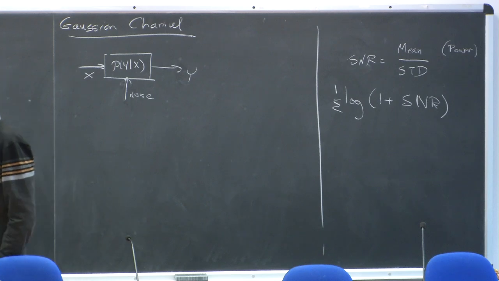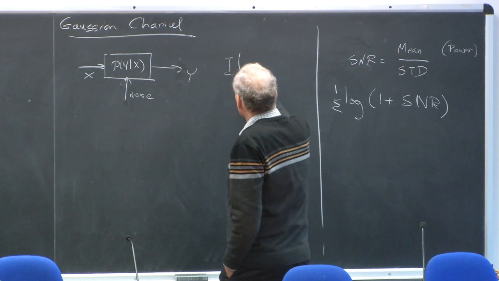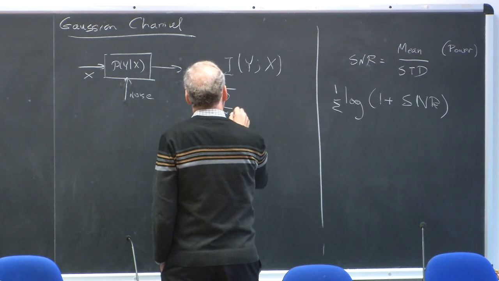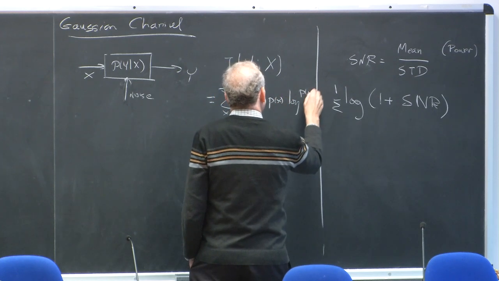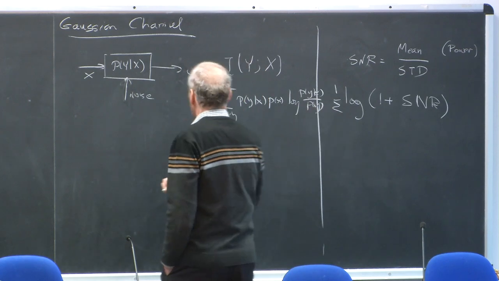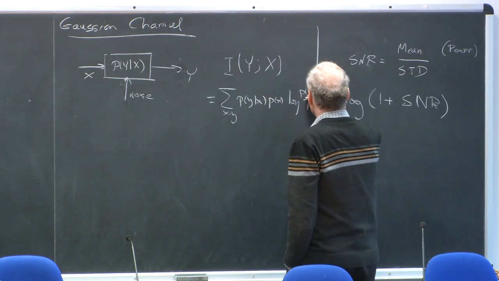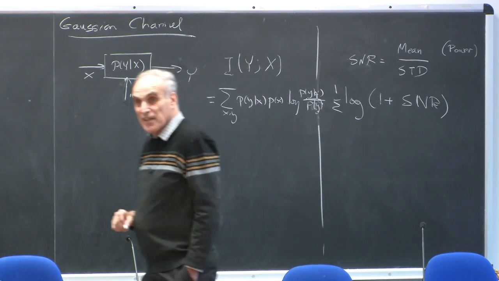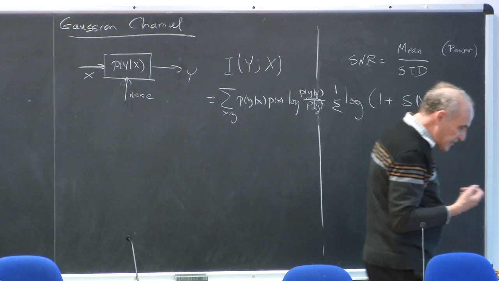And one of the main beautiful results of Shannon's theory is that the channel is completely characterized by the mutual information between y and x, which is essentially, again, the sum over x and y of p(y|x) p(x) log of p(y|x) over p(y). That's one way of writing it. So essentially, it tells me how much. You can actually write it also as a function of x, but this is a nice way of writing it. So essentially, what it means is that the channel is characterized by this.